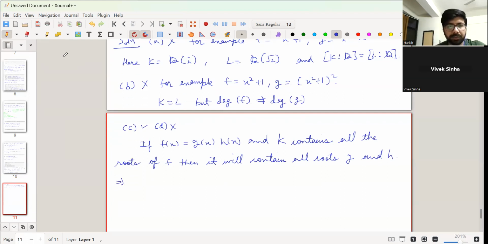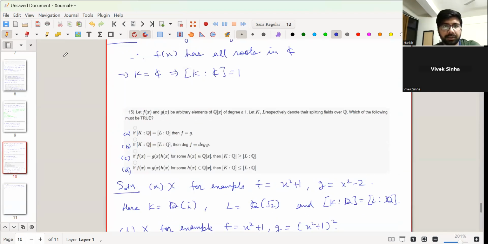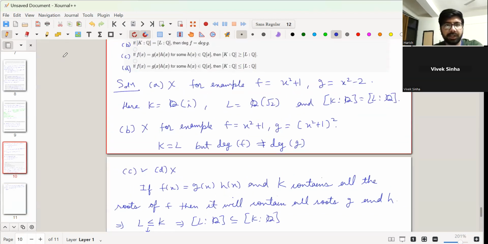So this will imply, L was the splitting field of g, right? And K contains all the roots of g as well. And splitting field is the smallest field containing all the roots. So this implies L is a subfield of K, right? And which implies degree of L over Q is less than or equal to K over Q, and that is what C portion says.